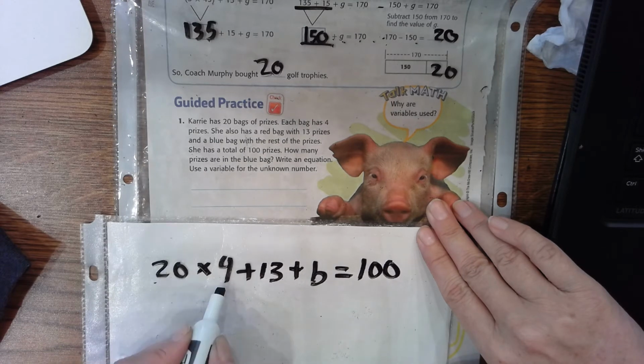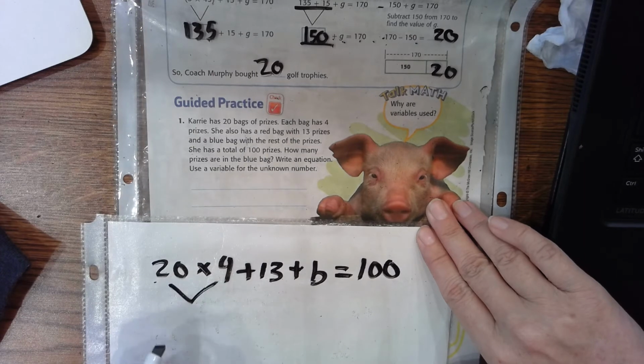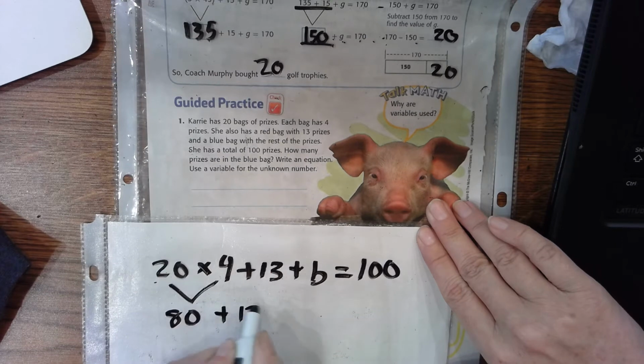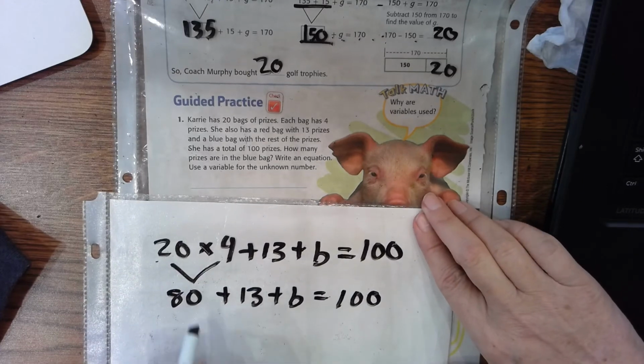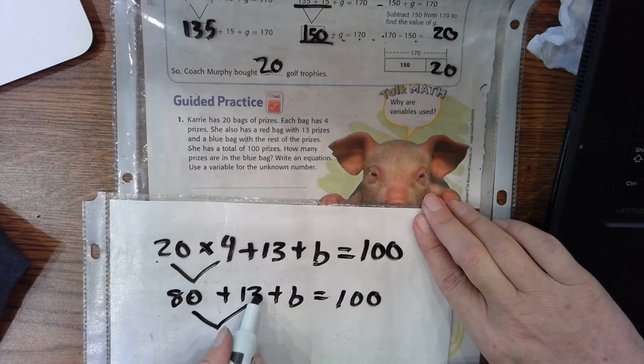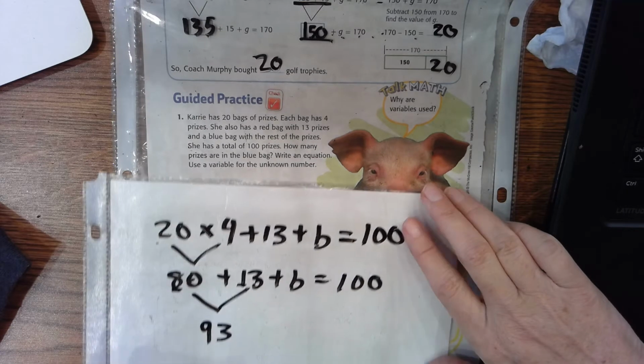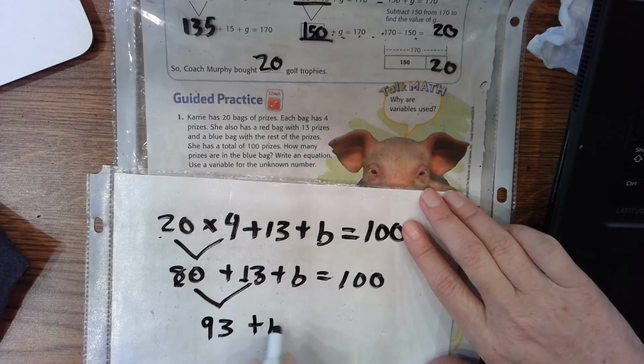First, I'm going to multiply 20 and 4. That's going to give me 80. So then I have 80 plus 13 plus B equals 100. So now I'm going to do my addition. 80 plus 13, 0 ones and 3 ones gives me 3 ones. 8 tens and 1 ten gives me 9 tens. So now I've got 93 plus B equals 100.